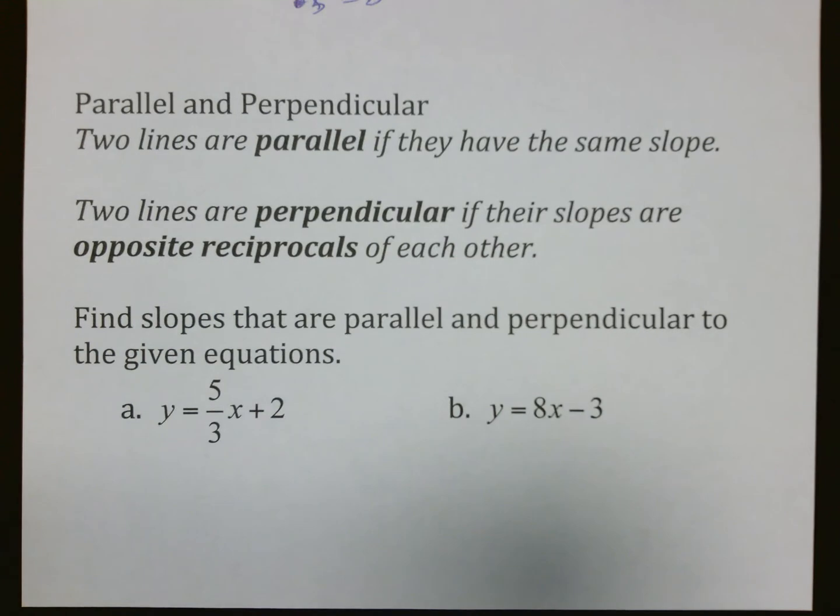This, I believe, is new, because again, I've taught algebra for a long time and I haven't done a lot of parallel perpendicular. I think you get a lot of that in geometry. Two lines are parallel if they have the same slope. Again, this italicized part means, I think that's in your notes. Two lines are perpendicular if the slopes are opposite reciprocals of each other.